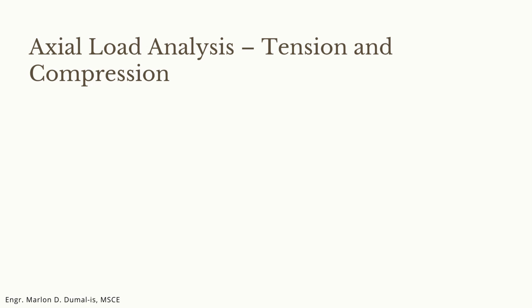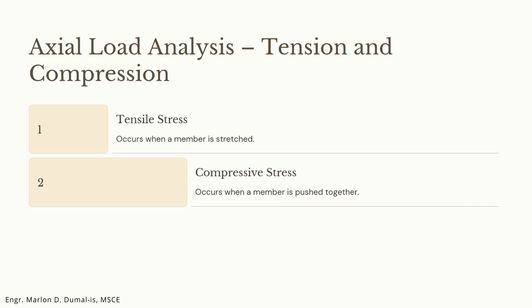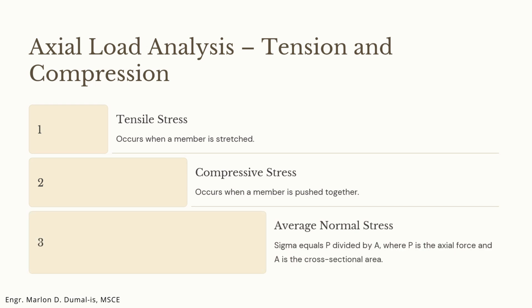When a member is stretched, it experiences tensile stress, whereas compression occurs when it is pushed together. The equation for average normal stress is represented as sigma equals P divided by A, where P is the axial force and A is the cross-sectional area. This principle is applied in structures such as suspension bridges, tunnel supports, and steel frameworks.